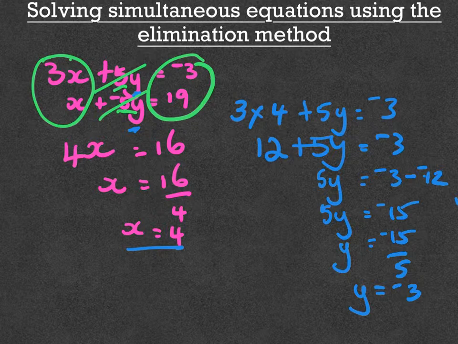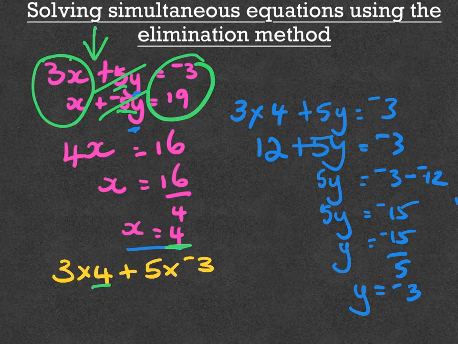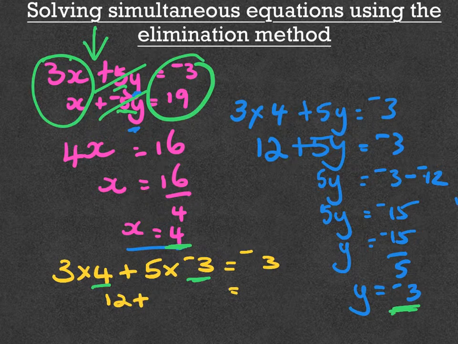Now we can check this against the above equations. So let's substitute now. We go 3 by 4 plus 5 by negative 3. I got this 4 from here and this negative 3 from over here. And this would equal negative 3. So 12 plus 5 times negative 3, that is negative 15. 12 plus negative 15 is indeed negative 3.